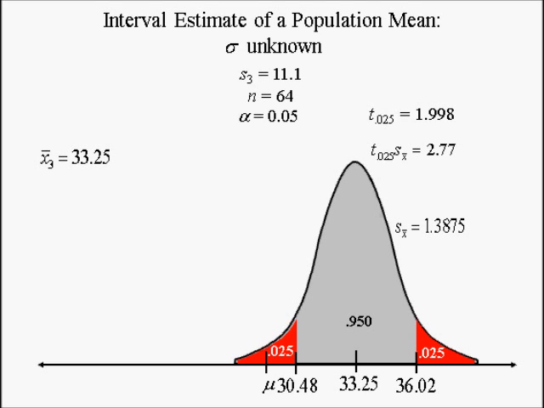If we construct 997 more of these intervals, 950 of them, or 95% of them, will contain the population mean mu. This is why we are 95% confident that this particular interval estimate contains the population mean.